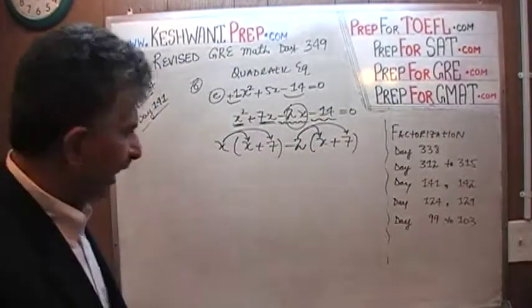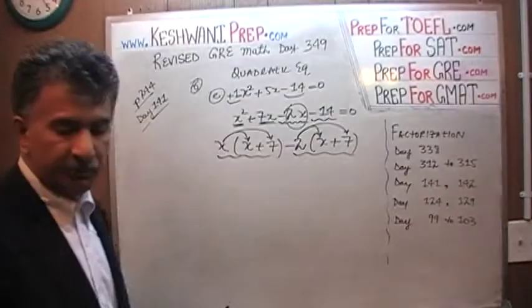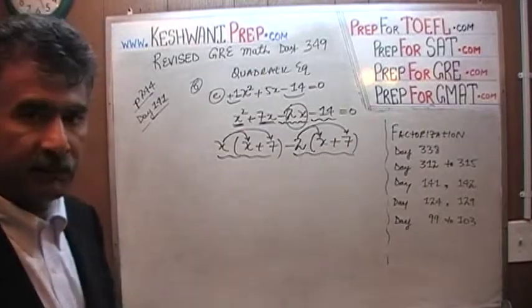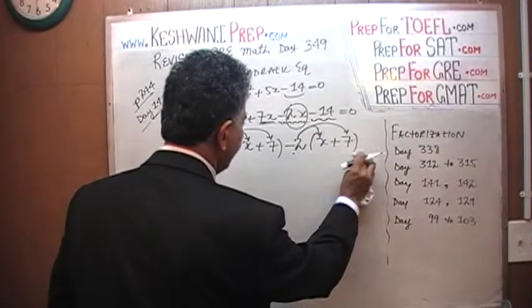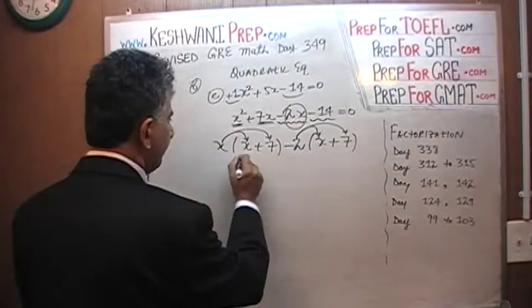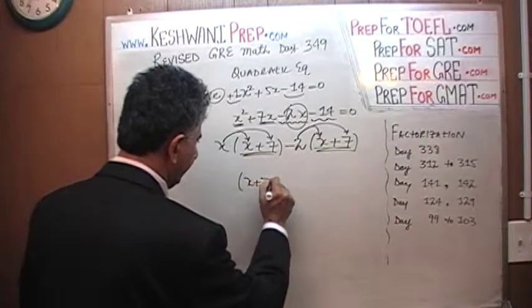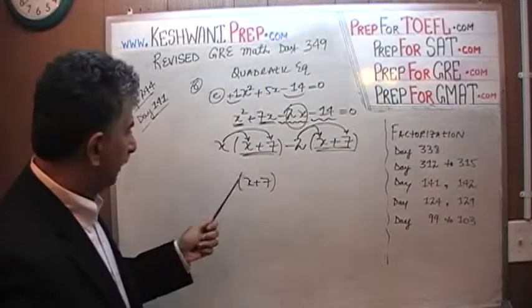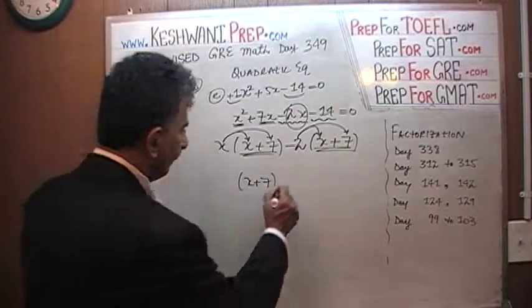That's it. Now we look at this part and this part. Is there anything common between these two terms? The answer is yes. The common part is this part, x plus 7. Let's take it out common. x plus 7 is taken out. And once we take out x plus 7, what are we left with out of this part here? We are left with only x.